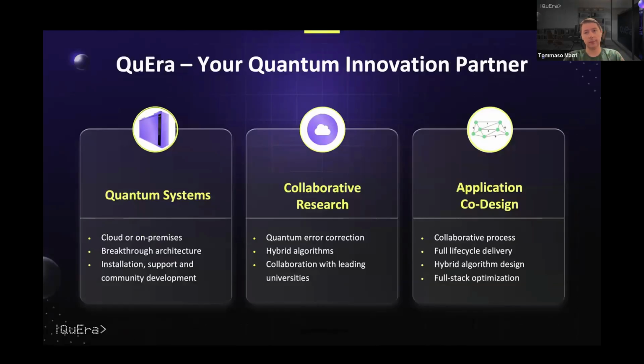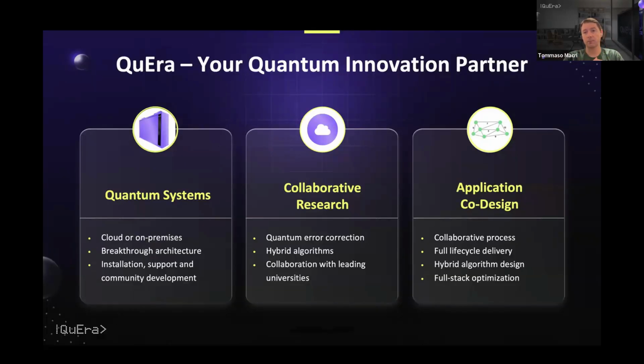So what is the best way to potentially work together with QuEra? QuEra, in a way, for many quantum computing applications, essentially would become your quantum innovation partner of choice. We basically work across three main different verticals. One which is related to the possibility of having access to cloud or on-premise machines that come along with the installation, support, and community development.